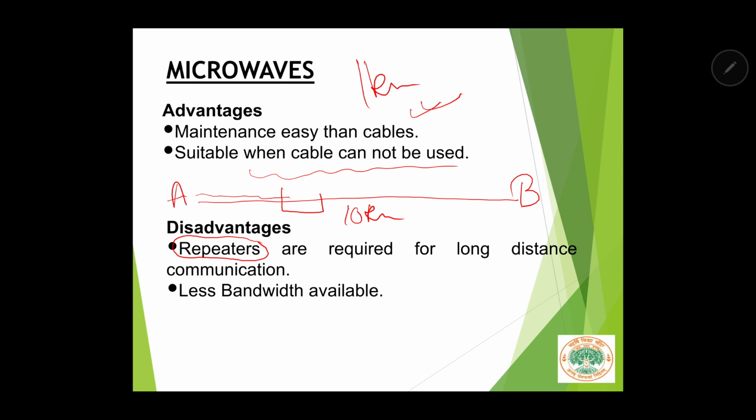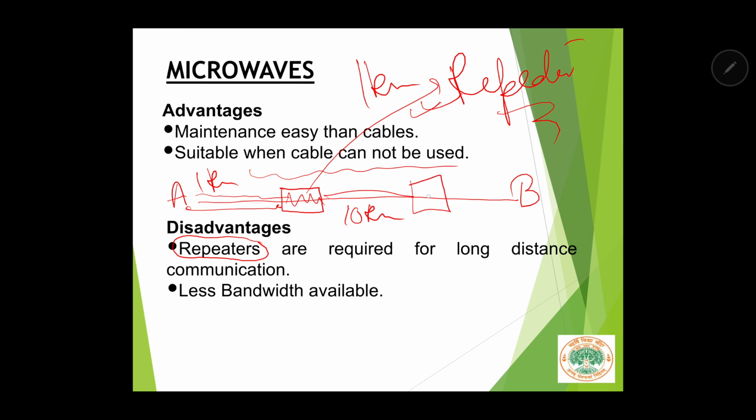So in order to increase the signal strength, let's say from here to here the distance is 1 kilometer, you require a device which is known as a repeater. So what the repeater will do, it will increase the signal strength for another 1 kilometer. Okay, so after that you need another repeater and so on, and in this way the signals can be carried to long distances with the help of repeaters. So as repeaters are required, the cost will obviously be more, and less bandwidth is available in case of microwaves, hence the speed will be less.